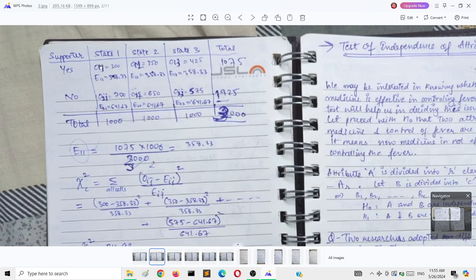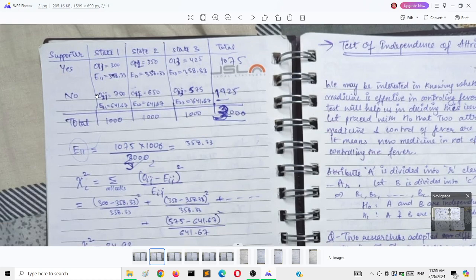O means the observed value, as we have already filled up the table. So these are the observed values, say 300, 350 and 425. In the second row we have O 2 1, O 2 2 and O 2 3, and we got the values 700, 650 and 575. In a similar fashion, the expected value is also calculated.